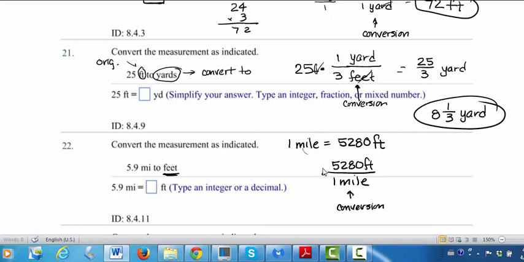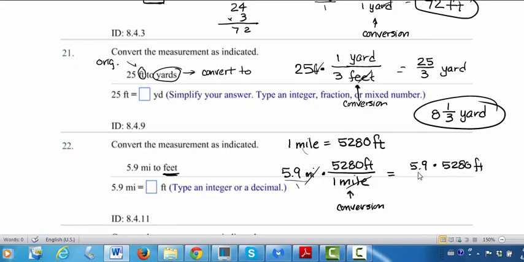And I multiply that by 5.9 miles, right? Let me erase that a little bit. I wrote that a little bit close. So I have 5.9 miles. And again, with my dimensional analysis, it's good that my miles will cancel, right? Because that's in the numerator. So my miles cancel. So I simply have 5.9 times 5,280 feet.